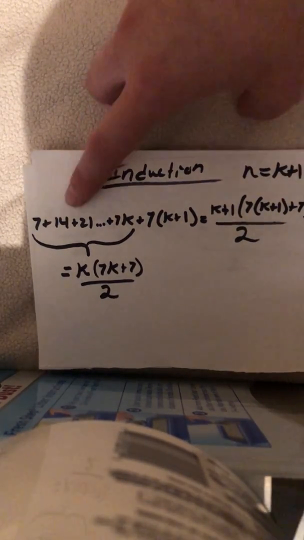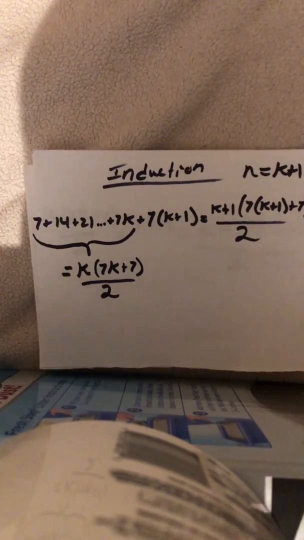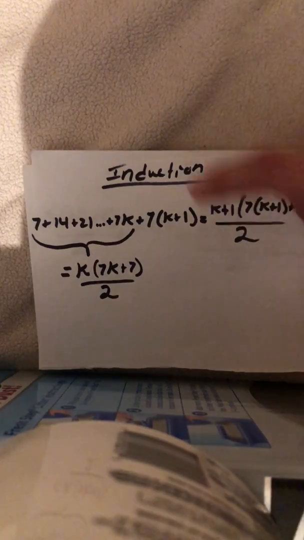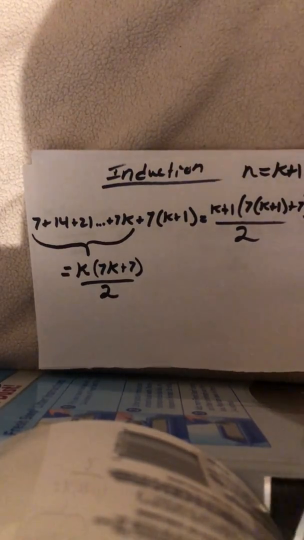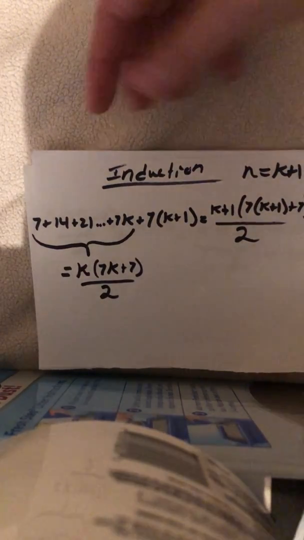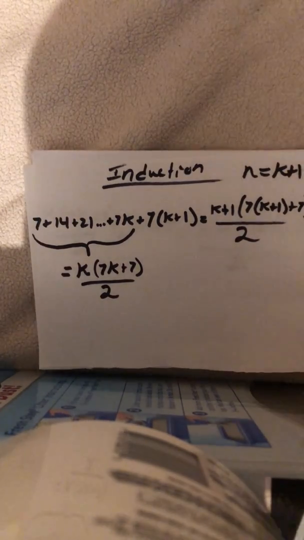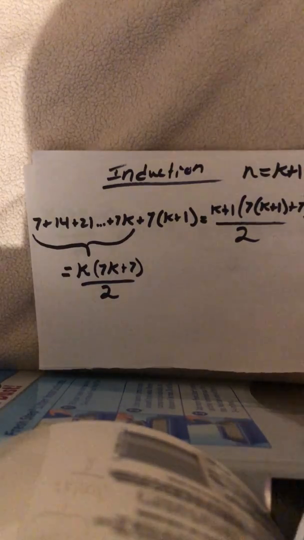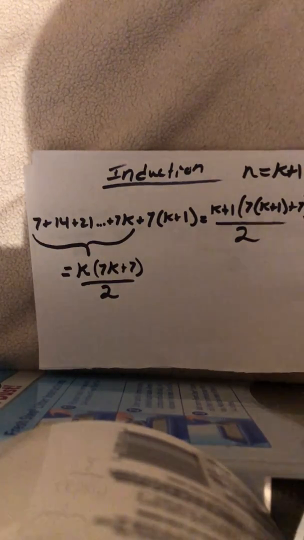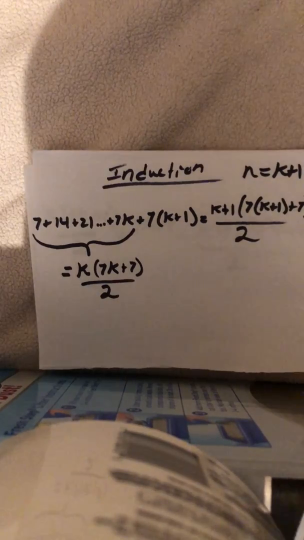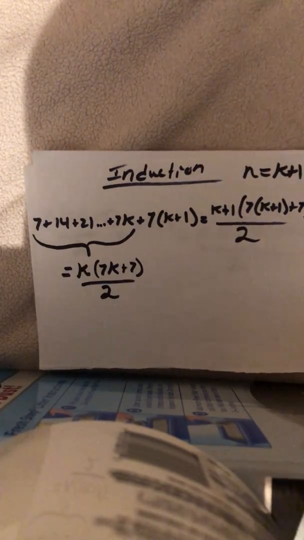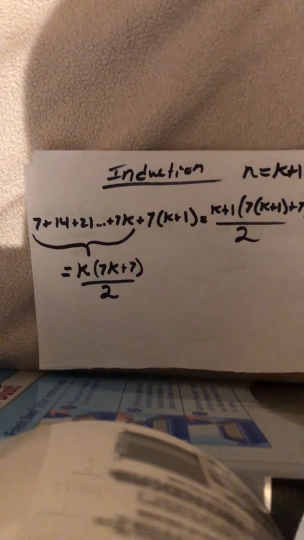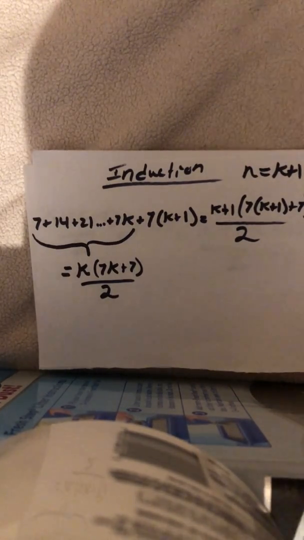So when we set up our new equation, we're going to have 7 plus 14 plus 21 all the way up to 7k, although this time we're going to add 7 times (k plus 1), so that we can check to see if the next terms in the sequence also work for this proof. And so we're going to end up with 7 plus 14 plus 21 all the way up to 7k plus 7 times (k plus 1) equals (k plus 1) times (7 times (k plus 1) plus 7) over 2.